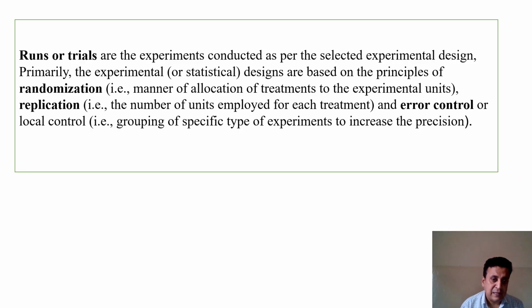Now the run of the trials, the number of experiments we have to conduct as per the experimental design, are called as run or trials. And next is the principle of randomization, that is the manner of allocation of treatment to the experiment units, and replication, the number of units employed for each treatment, and error control or the local control, that is the group of specific types of experiment to increase the precision.